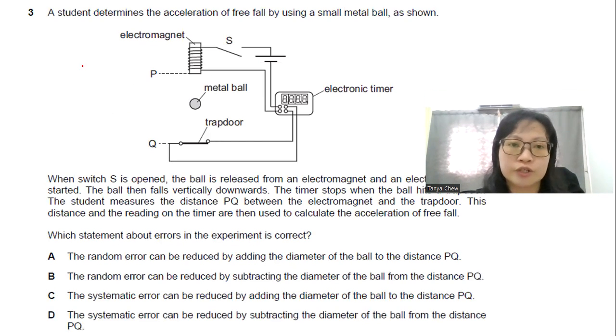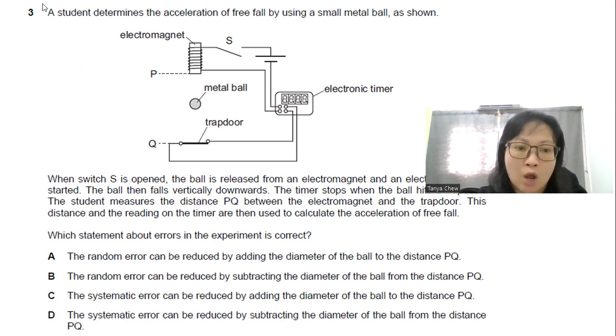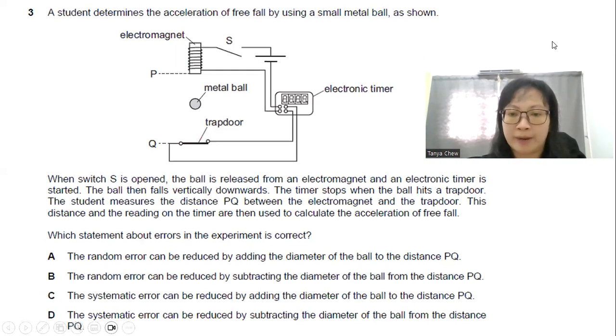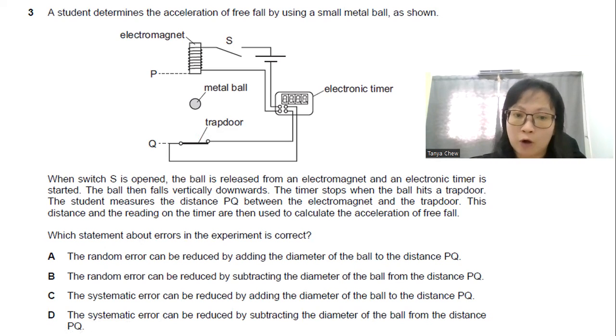Third question: a student determines the acceleration of free fall by using a small metal ball as shown. When switch S is open, the ball is released from an electromagnet and an electronic timer is started. The ball then falls vertically downwards. The timer stops when the ball hits a trap door. The student measures the distance PQ between the electromagnet and the trap door. This distance and the reading on the timer are then used to calculate the acceleration of free fall. Which statement about errors in the experiment is correct?